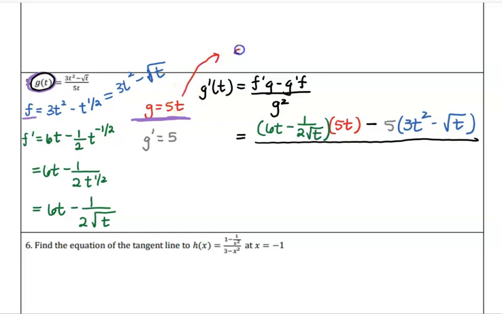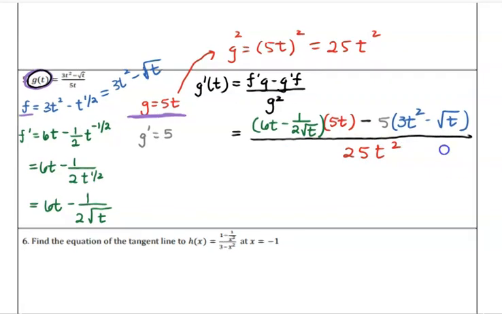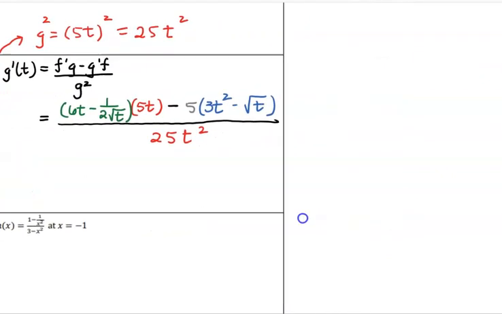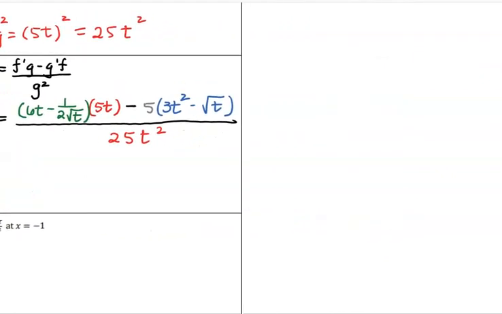If g is 5t, then g squared, you have to square 5t. Square the 5 to get 25 and square the t to get t squared. So this is all over 25t squared. And this is our answer. I'm just going to clean this up a little bit. I'm going to distribute some things and see if we have any things that we can collect.